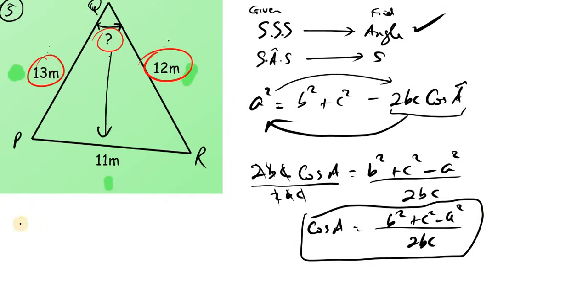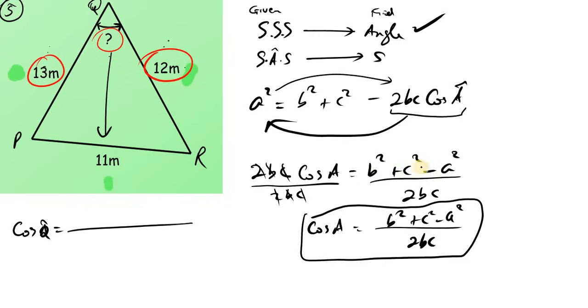So let's do it here. Cosine of angle A is equal to what? In this case, angle A is the side that faces the angle that is formed by B and C. And formed by these two sides is this angle. So it's really angle Q in this case. So angle A is our angle Q in that sense. What two sides form angle Q? 13 and 12. What do we do with them?